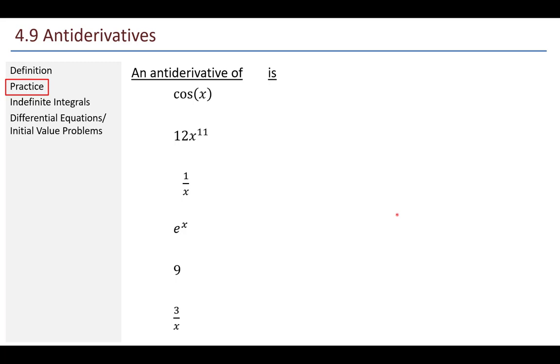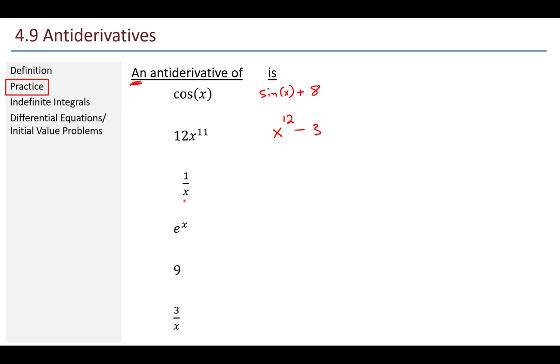Okay, a little practice. I'll do these and see if you can predict before I do them what the answer is. An antiderivative of cosine x. How about sine of x plus 8? I just need to find one of them. I'm asking for an antiderivative. 12x to the 11. How about x to the 12 minus 3? Why not?